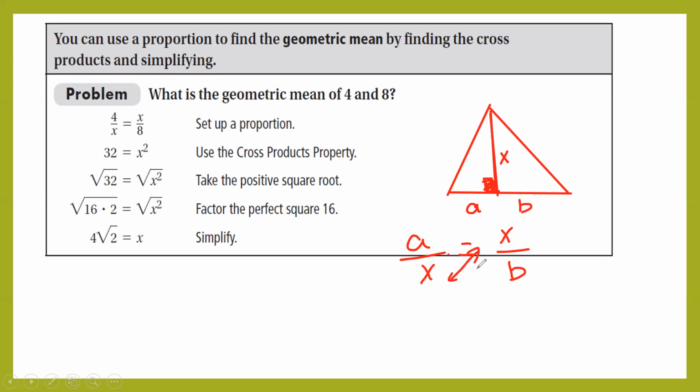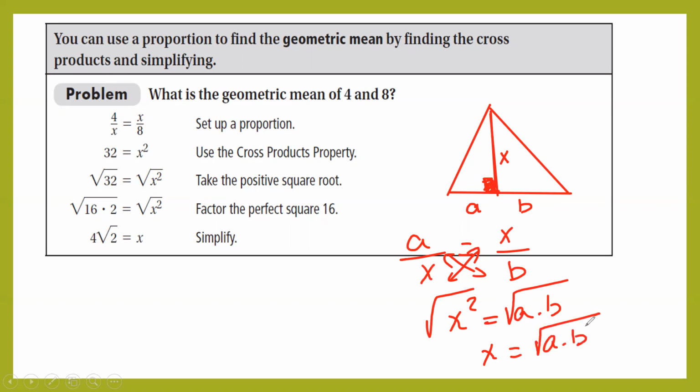I can use cross product, so x squared equals A times B. So I can find the square root of both sides. So x in this case is equal to the square root of A times B. And this is the meaning of the geometric mean.